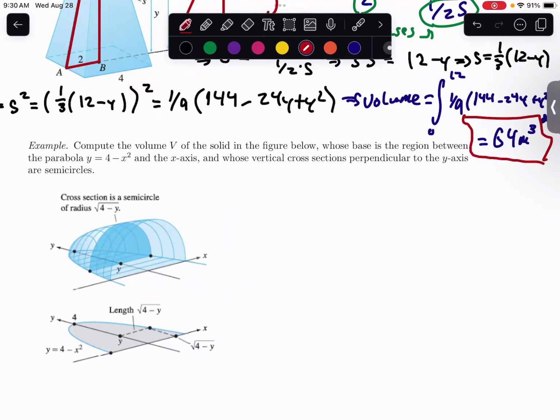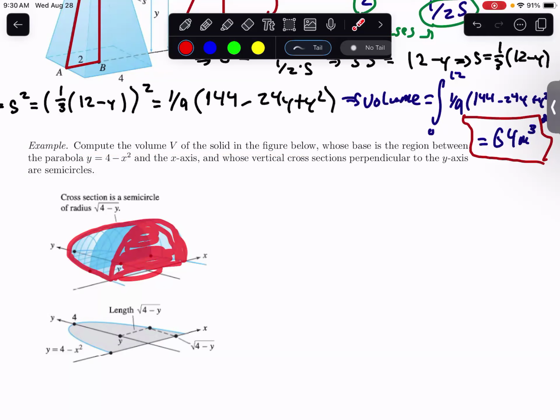Okay, so the next example is a little bit different, maybe a little bit wonkier. For this one, actually the picture kind of spoils everything. But for this example, it wants you to compute the volume of the solid in the figure below. So they want you to find the volume of this solid right here. And all of this is filled in, so it's kind of like this cave, I guess. It's a little bit different from what we were doing before.